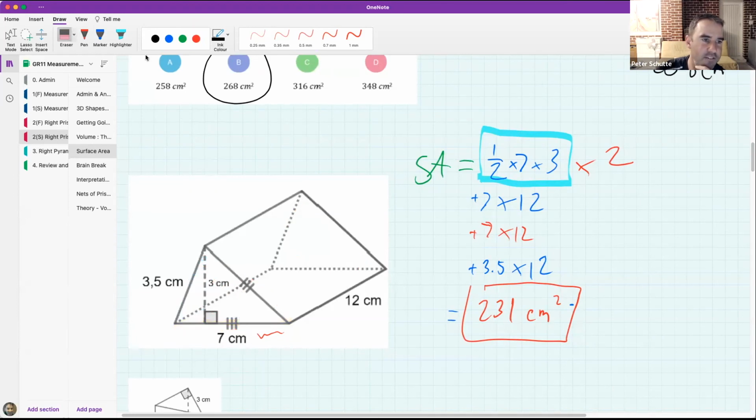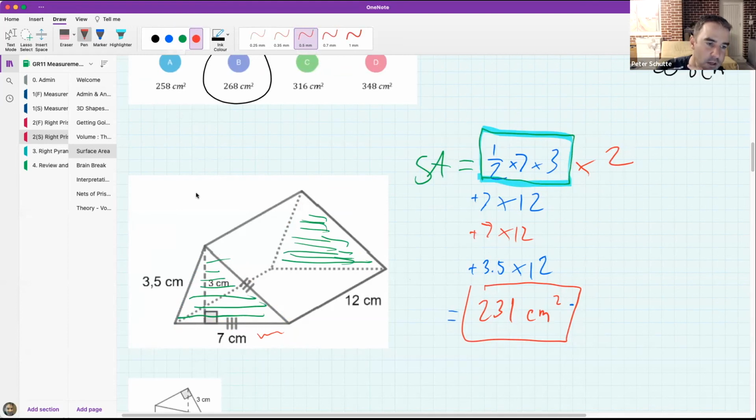So the first thing I have to do is find the area of the front and back triangles. Anele, are you okay with that bit? Yes, sir. Okay, so the area of one triangle is 1/2 times 7 times 3. So that's one triangle. But because there's one here and one here, I have to times it by 2. So you with me on that so far?